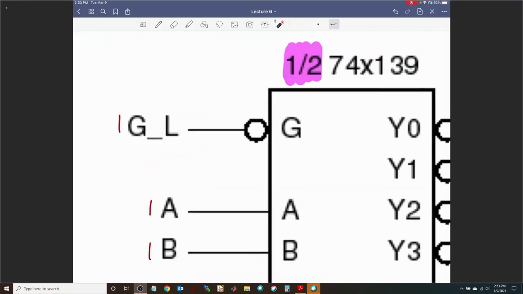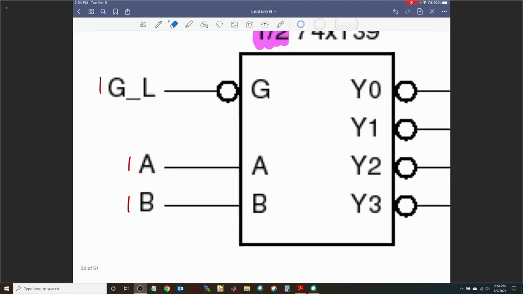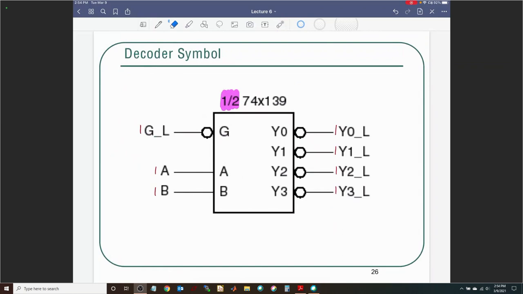Now, I also want to point out the notation here. You see, your enable is active low, and that bubble actually cancels out that active low input for enable. So inside the chip, we are calling that G. Outside the chip, we are calling that G underscore L, and there is a bubble at the front. What that also means is I should not be writing something like this, right? That would be an active high enable in that case. So I'll show you guys on a later slide how not to write the symbols. So this would be a decoder symbol for half of that chip.